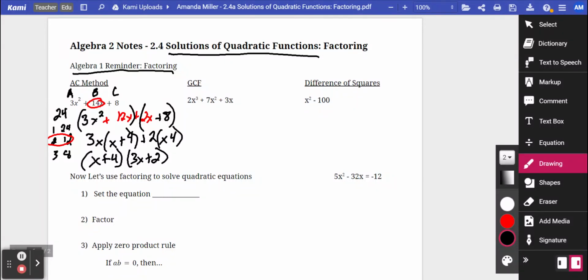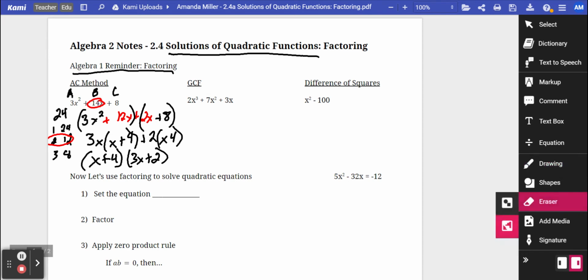Now we're going to try one that has a greatest common factor. So this one, if I look at all of my terms, they all have an x in common. And I know that I can't factor this how I've been doing it because it's got x to the cube. So I'm going to go ahead and erase this just so we have a little extra space.